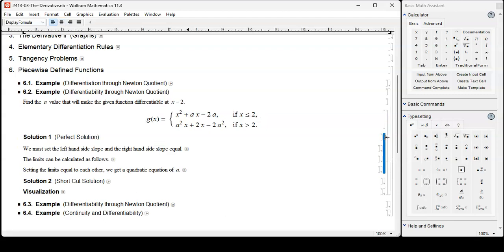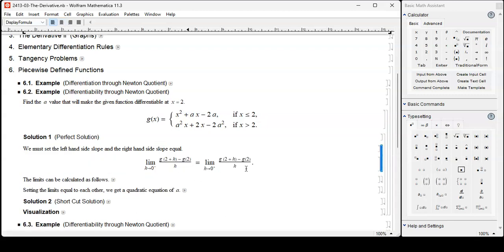So here we go. The Newton quotient for the left-hand side, let's calculate it using the first line. H is going to 0, a bit less than 0, so that's the first line. H is going to 0, but a little bit greater than 0, so that's the second line. So first line, x is less than 2. And the second line, x is greater than 2.